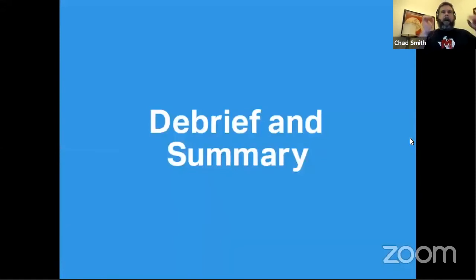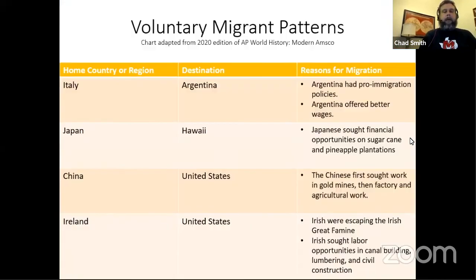All right. I know we went pretty fast today, but even though this is an important unit for us to understand, there's lots of examples for you to look up and get more information about. So here's some things that you may want to look up and get some more information about. These are examples of voluntary migrant patterns, from where people went to where they went and why they migrated.